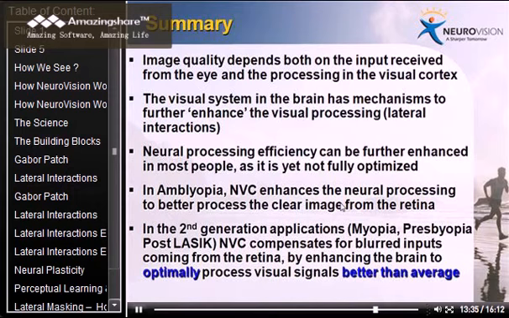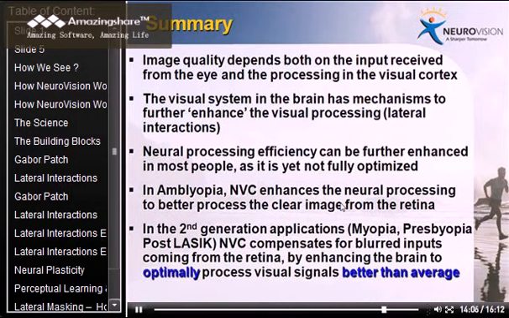So to summarize this lecture, our vision quality or our image quality depends on both the quality of visual processing, so to say, at the eye. Any refractive error will definitely make the image blur, but not only the things that happen in the eye, also the processing that happens in the visual cortex. The visual system in the brain has mechanisms to further enhance the visual processing. We can Photoshop the information.